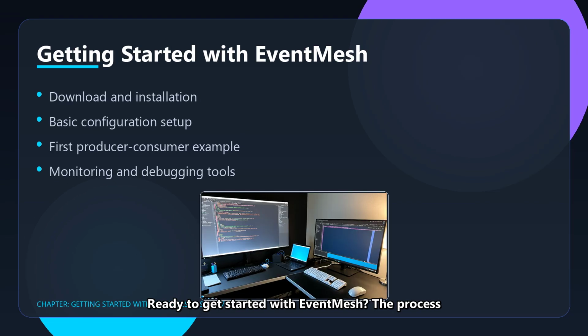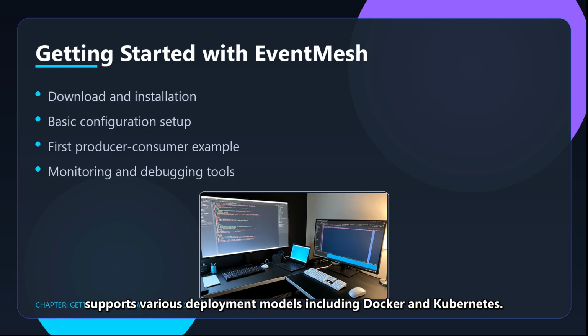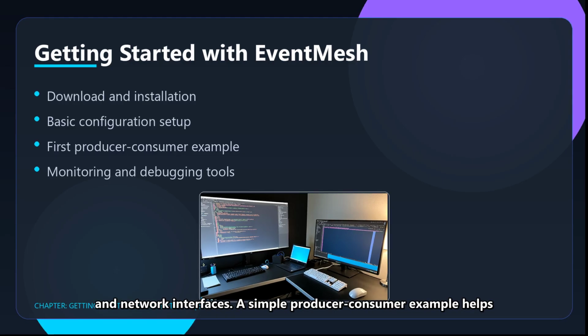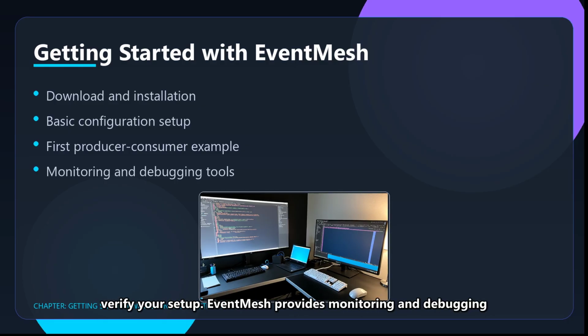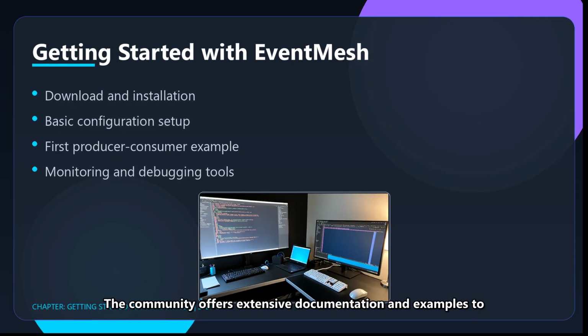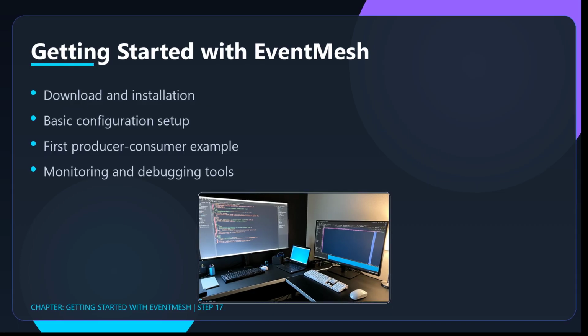Ready to get started with EventMesh? The process begins with downloading and installing the platform, which supports various deployment models, including Docker and Kubernetes. Next, you'll configure basic settings like storage backends and network interfaces. A simple producer-consumer example helps verify your setup. EventMesh provides monitoring and debugging tools to track event flows and troubleshoot issues. The community offers extensive documentation and examples to accelerate your learning journey.